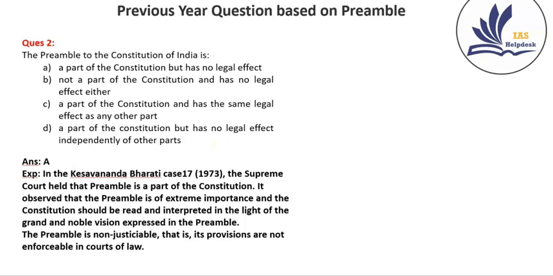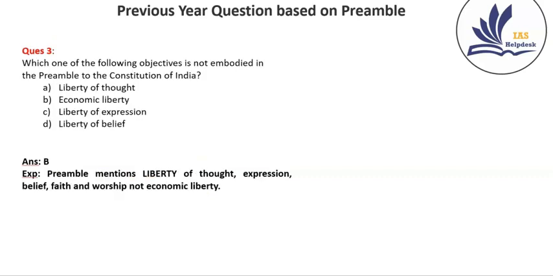So let's move on to our next question, which is question 3. Which one of the following objectives is not embodied in the preamble to the Constitution of India? Liberty of thought, economic liberty, liberty of expression, liberty of belief. So यहाँ पर हम लोग क्लियरली समझ पा रहे हैं कि इकोनॉमिक लिबर्टी की बात नहीं की गई है। लिबर्टी ऑफ थॉट यानी कि प्रियम्बल definitely mentions about liberty of thought, expression, belief, faith and worship.